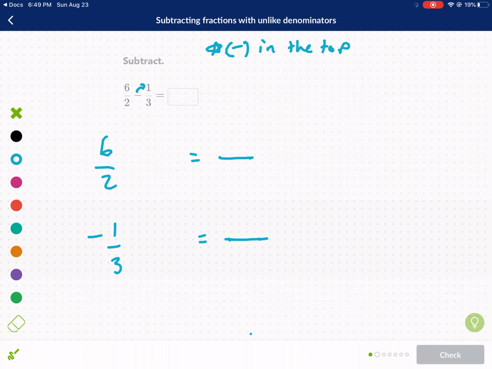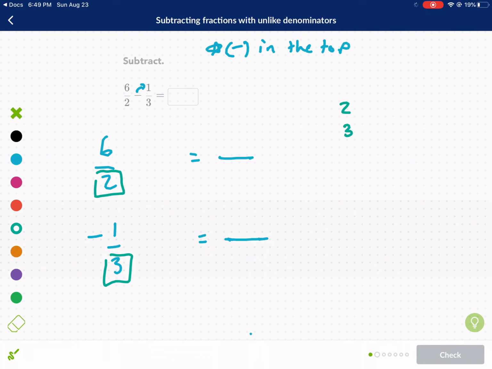So what are numbers? Like before, we saw that 6, the piece, fits into 12. 6 times 2 gives us 12, so we could divide each one in half. What do 2 and 3 have in common? It's not like we can double 2 to get 3, because that's not the case. So we need to have something that both 2 and 3 go into.